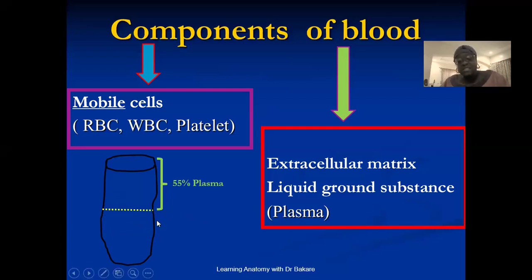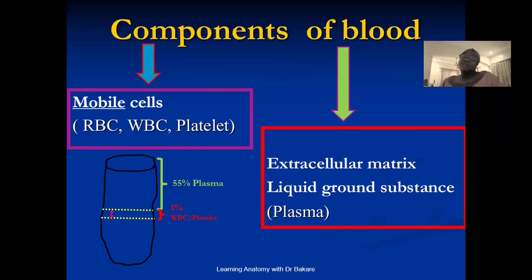So this is what will be seen in the lower portion. So this cellular component will also be further subdivided. We have a segment that will be located at this point, and this takes less than 1% of the entire volume of blood. And this is where we see the white blood cells and also the platelets.